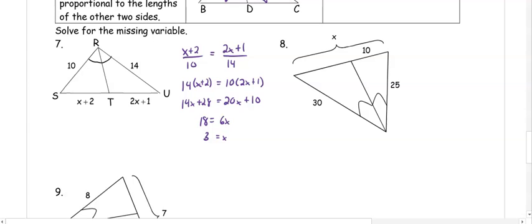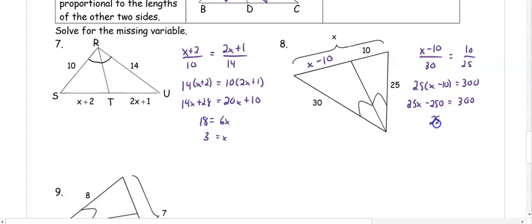So in number 8 now, we know the total length opposite of the angle bisector is x, and we know one part is 10. So we can subtract that from x to get our other part is x minus 10. So as we set up our proportion, we have x minus 10 over 30 equals 10 over 25. So we get 25 times x minus 10 equals 300. We can distribute the 25. 25x minus 250 equals 300. Add 250 to both sides. 25x equals 550. We divide by 25. x is 22.